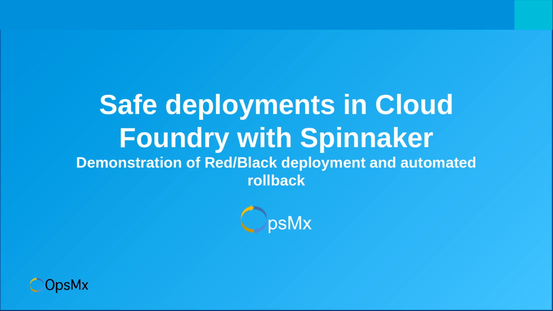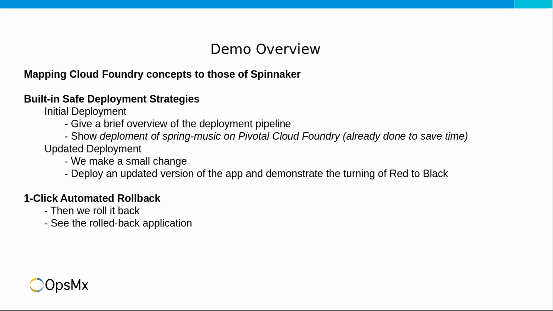Welcome to this demo of safe deployments in Cloud Foundry using Spinnaker. What we are going to see is first a short mapping of Cloud Foundry concepts to those of Spinnaker, and deployment of an application using red-black strategy in Spinnaker. We make a small change and then we see the application changing, and then we roll it back with a one-click rollback.